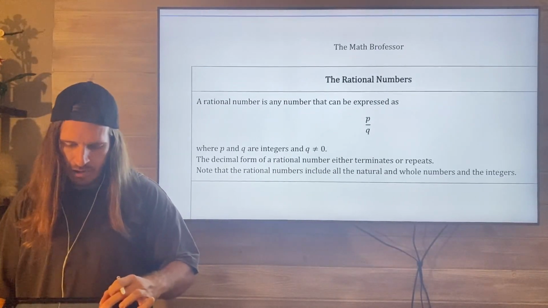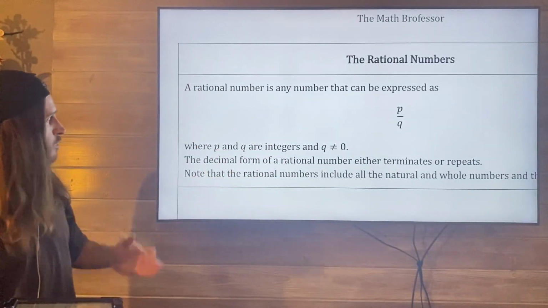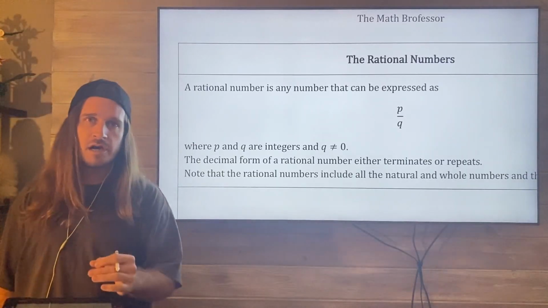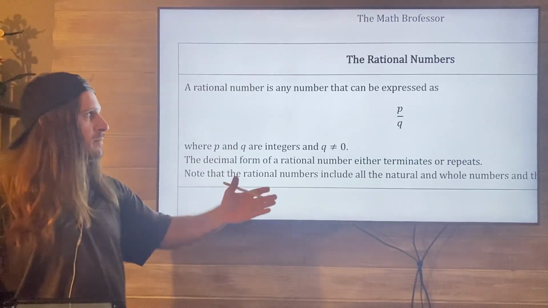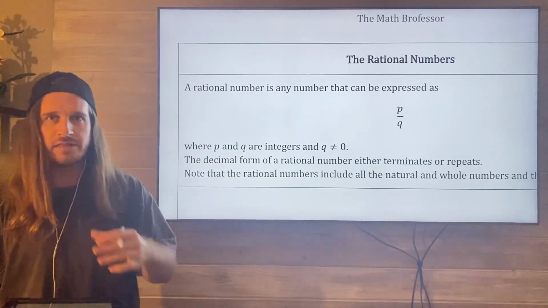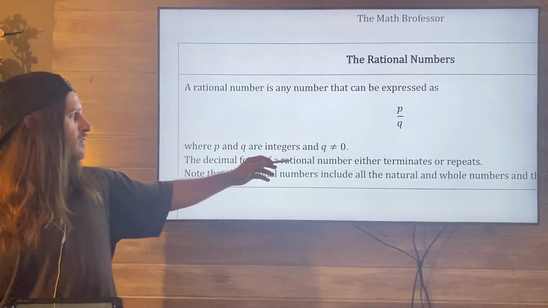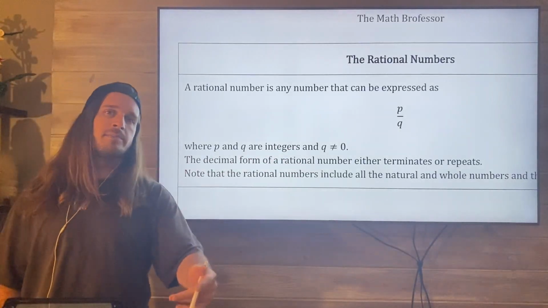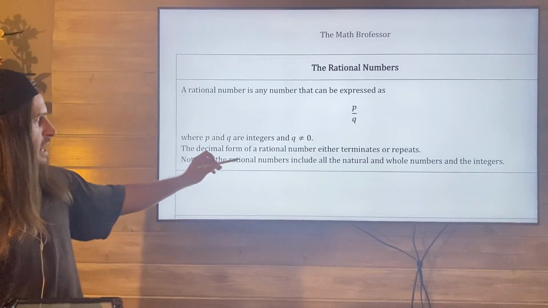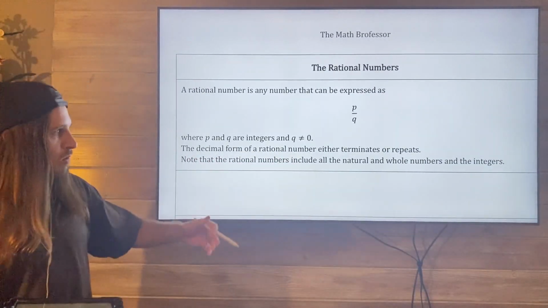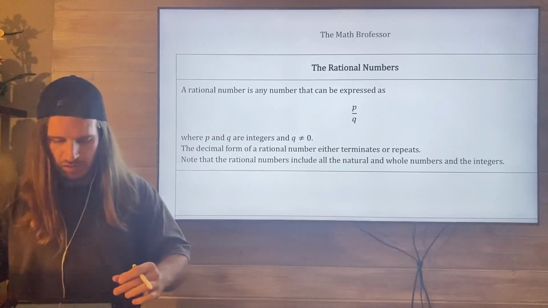So a rational number is any number that can be expressed as p divided by q, where p and q are integers and q does not equal 0, right? You cannot divide by 0. Look, that's a lot. Just think of it this way. A rational number is a number that can be expressed as a fraction, right? That's the more informal definition. In decimal form, the decimal form of a rational number either terminates or repeats, right? If it's rational, the decimal has to terminate or repeat. And then note that the rational numbers include all the natural and the whole numbers and the integers, right? We're just making our circle bigger as we move along, as we discover new numbers.